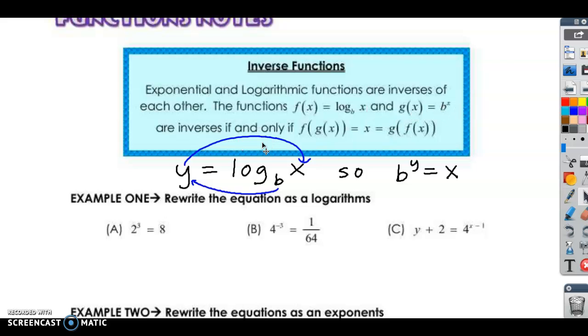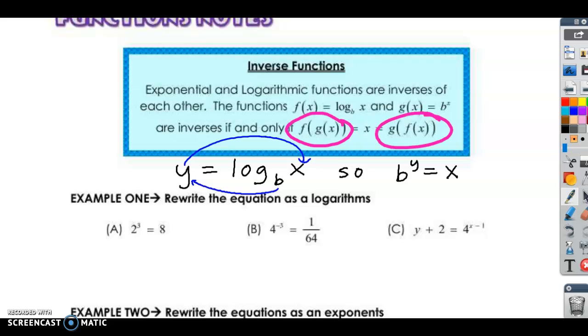are inverses if and only if f of g of x equals x. So if I input g of x into the function f of x, and they undo each other, what comes out is what I put in, x. And then I input f of x into g of x, and they undo each other, and what comes out is what I originally put in, x. Then they're inverses, and you have to check both. You cannot just check one, you have to check both to see if they're inverses.